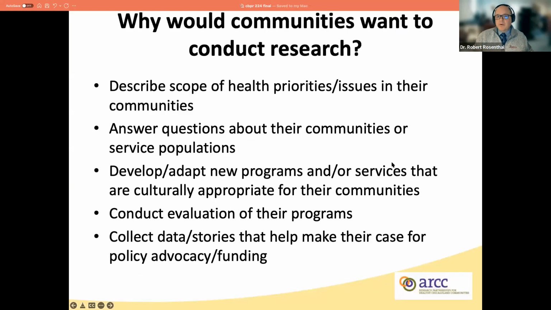The big question is, why would communities want to conduct research? Well, there are a lot of reasons. They might describe the scope of their health priorities or issues in their communities. They might answer questions about their communities or service populations, or develop new programs or services. They might conduct evaluations of these programs that they might not be able to conduct otherwise, and they might be able to collect data that might help make their case for policy advocacy or funding. So there are a lot of potential advantages to communities that want to conduct research using the benefit of their alliance with the academic community.